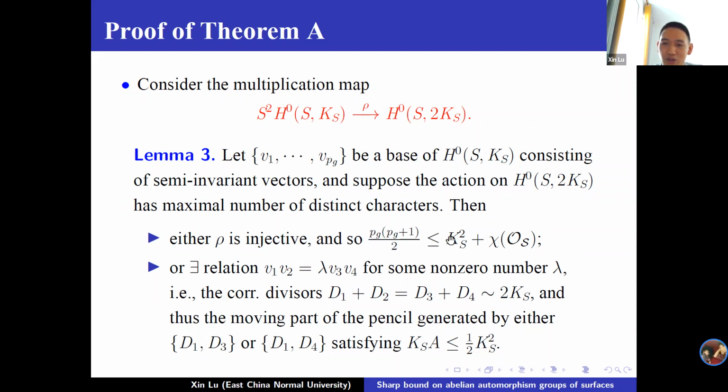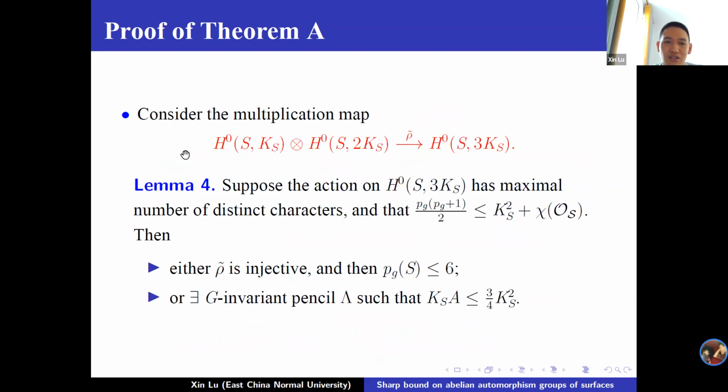Yeah, because we have the Miyaoka-Yau inequality. This K_S squared is smaller than 9 times chi(O_S). This is about 10 times chi(O_S), so it is about 10 times PG. And here is PG squared. So PG cannot be large. So if PG is large, then we must live in this part, so we will get what we need.